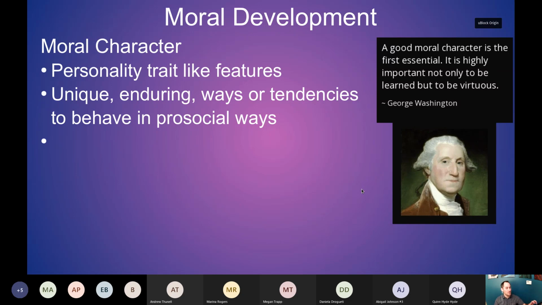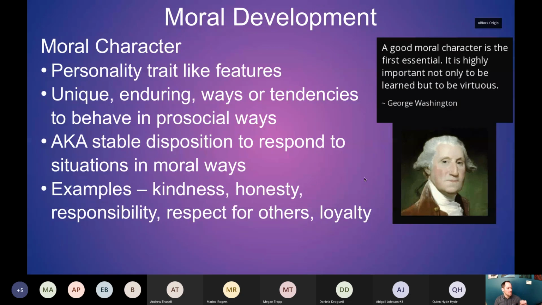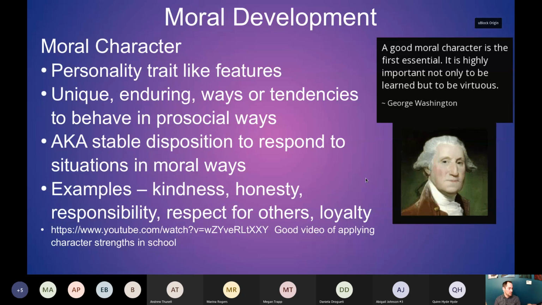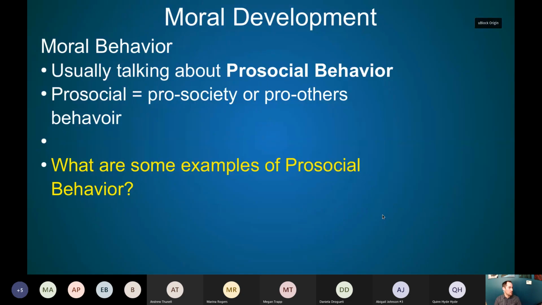It's about those kinds of unique, enduring ways. So you would say a person is their stable disposition. So you might say someone's an honest person. That'd be an example of a moral characteristic. Or someone is loyal to other people, or someone's respectful or responsible. Those are examples of moral characteristics that you would expect to be consistent across situations, though it's not always true. So that's a good video if you're interested in this in more detail, but I'm just trying to breeze through this because we've talked about some of these aspects.